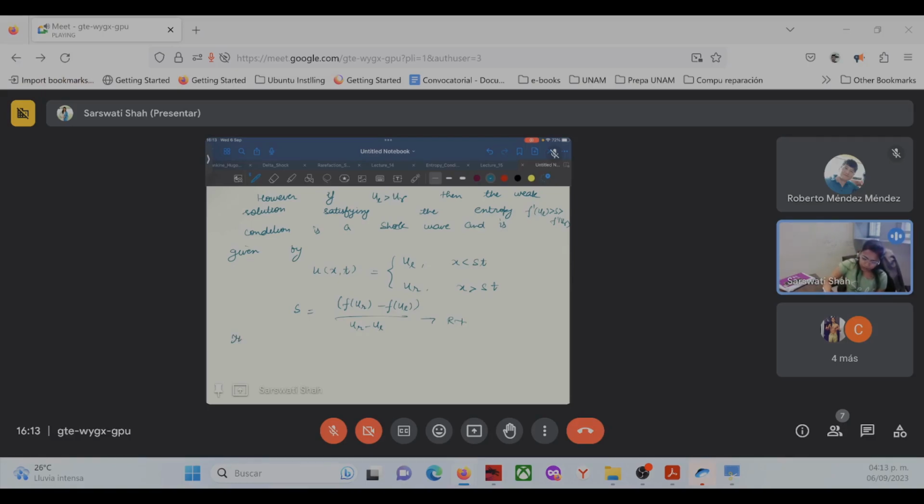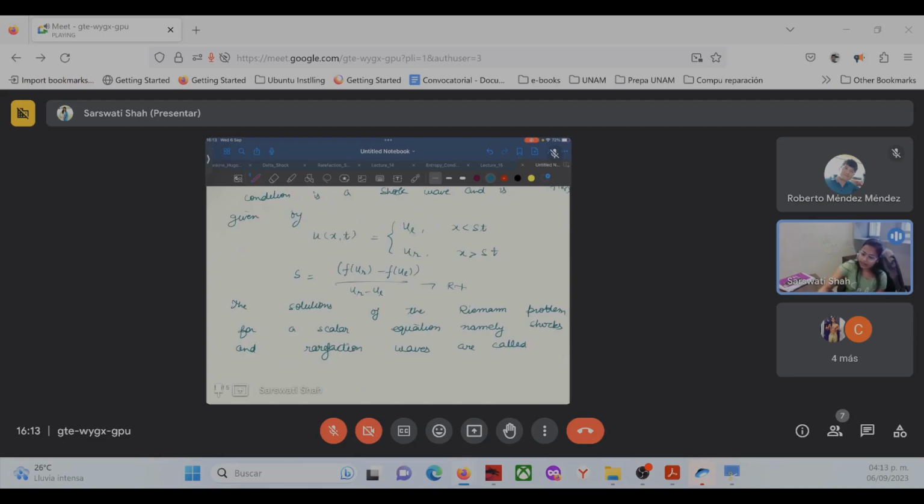Okay, now the solutions of the Riemann problem for a scalar equation, namely shocks and rarefaction waves, are called elementary waves.